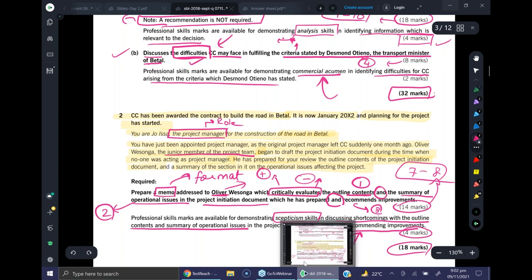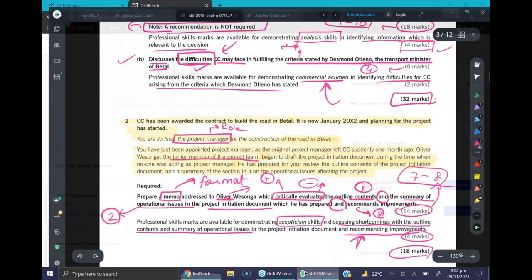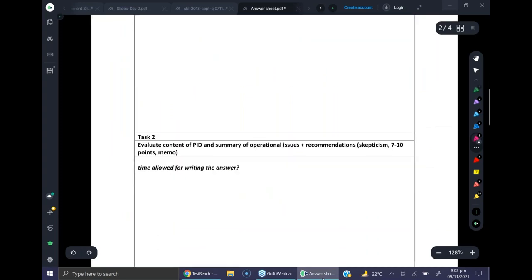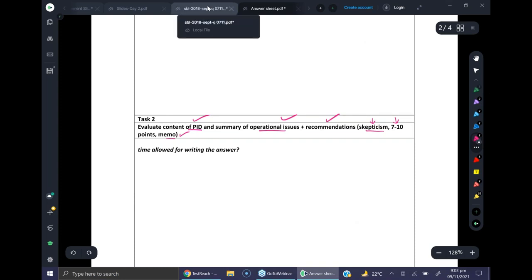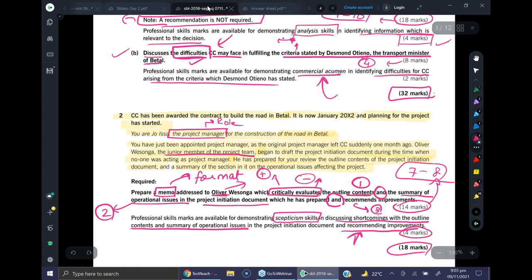So again, if I could show you the summary very quickly for requirement 2. What am I supposed to do here? I'll have to evaluate the content of the PID and the summary of operational issues and recommendations. Skepticism is the skill. 7 to 10 points I wrote because there's a lot you can talk about in this particular document, and the memorandum is the relevant format. Now there's one more thing you need to understand, that you don't know what the PID is like. You'll have to wait to read from the exhibits where this project initiation document is actually given. So we'll have to wait to find it out. Or we can make a mind map or a summary quickly.